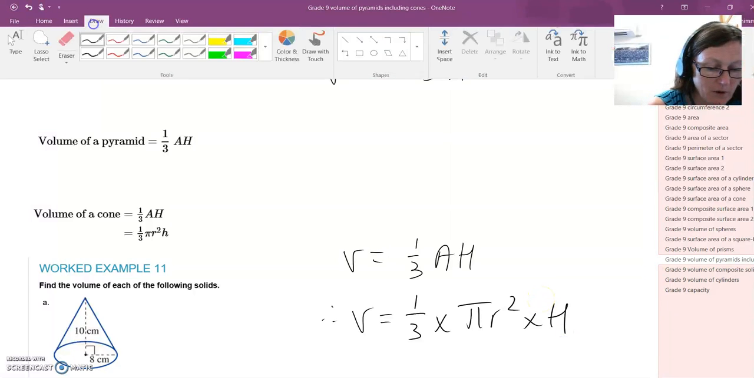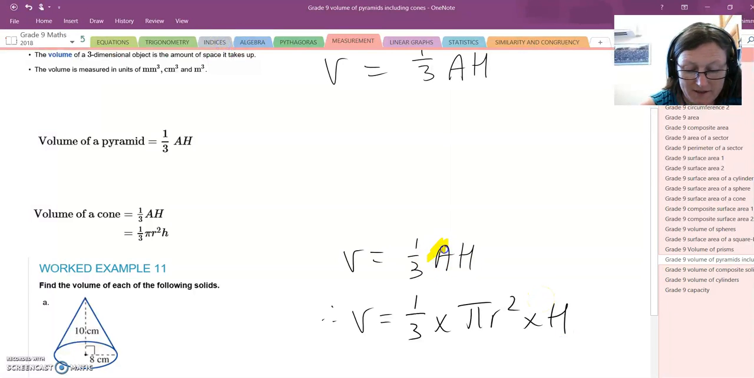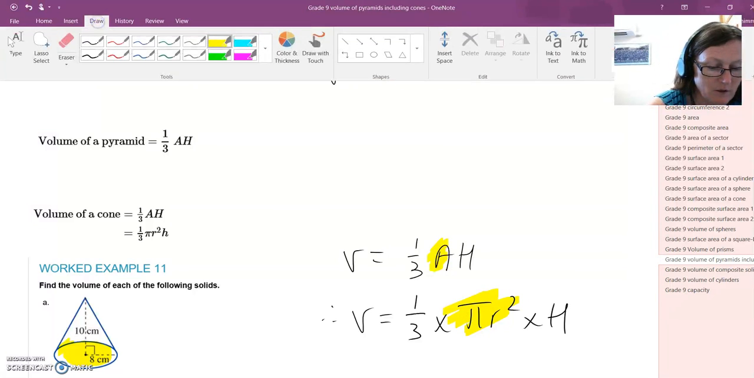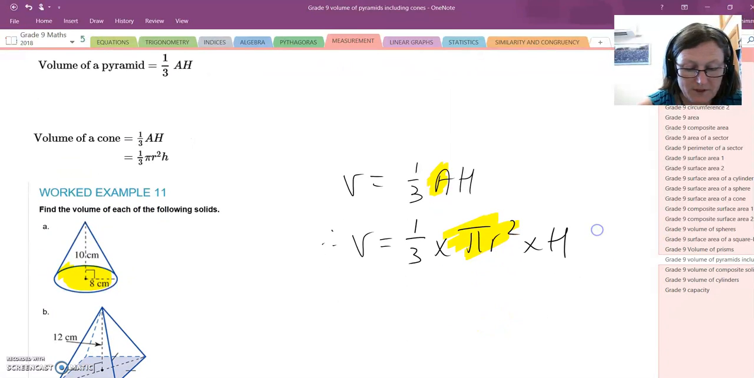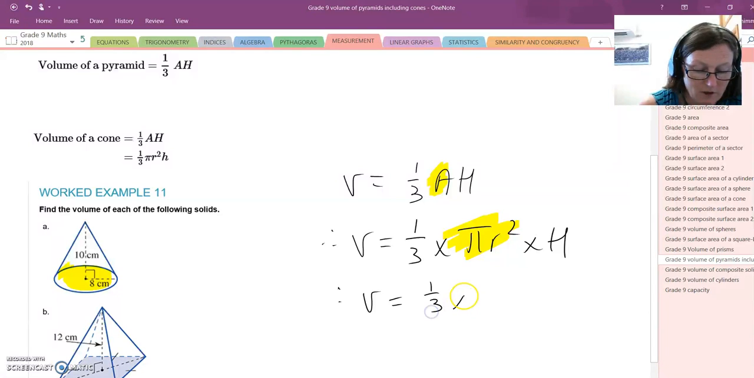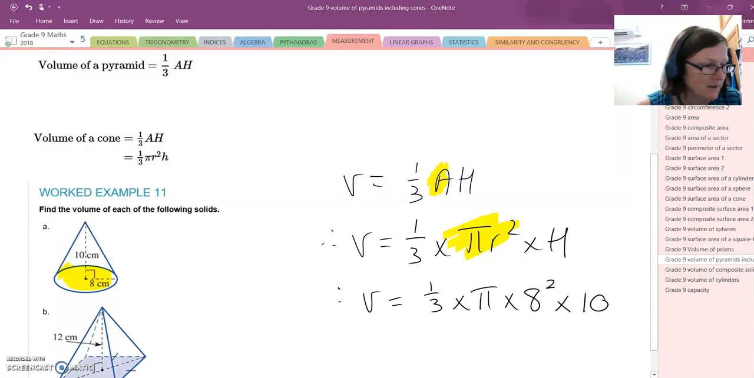So why have I written pi r squared? Remember, A stands for the area of the base. The base shape here of this cone is a circle, and the formula for the area of a circle is pi r squared. Once we've identified the formula, we substitute in. So the volume is equal to 1/3 times by pi times by 8 squared, because the radius is 8, times by h, the height, which is 10.